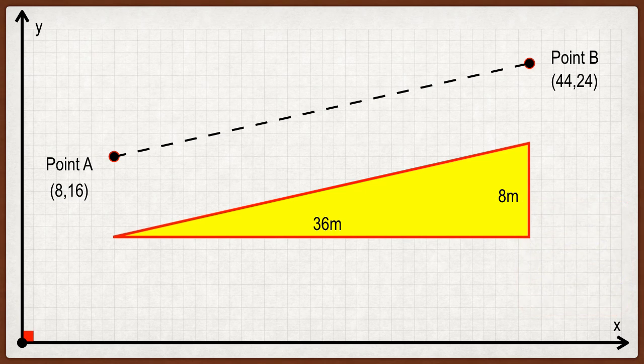So the distance is just the square root of this quantity, 36 squared plus 8 squared. That's from the Pythagorean theorem, a squared plus b squared equals c squared. So d is the length of the hypotenuse. So d squared is 36 squared plus 8 squared, and d itself is the square root of that. That's the square root of 1360, which works out to about 36.9. Take your calculator out and just verify that.